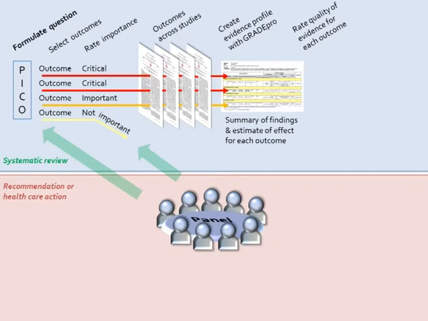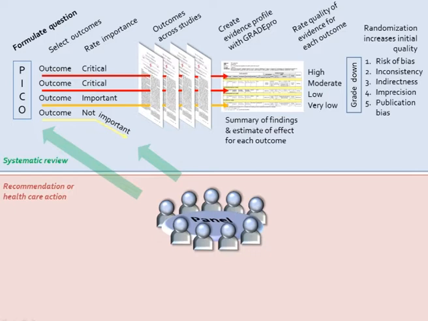The underlying principle here is that we assess the confidence that we have in estimates of the effect of an intervention, and we do that by using the GRADE criteria for assessing the quality of evidence. There are altogether 9 criteria that are shown on the right-hand side, and we assess the confidence that we have in the estimates of effect in categories of high, moderate, low, and very low.